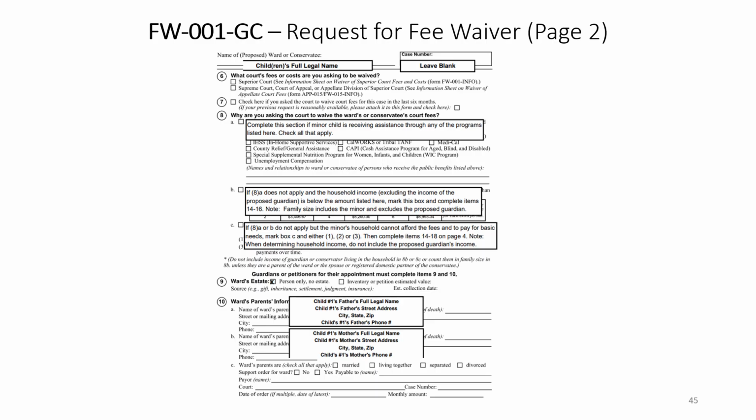Do not include the proposed guardian's income. If the minor's household income is above the amount listed in 8B, then leave that item blank and instead check box 8C and fill out that item. Note that since the fee waiver is based primarily on the minor's income, and because most minors have no income, most fee waivers are approved. In item 10, fill out information about the child's mom and dad here.